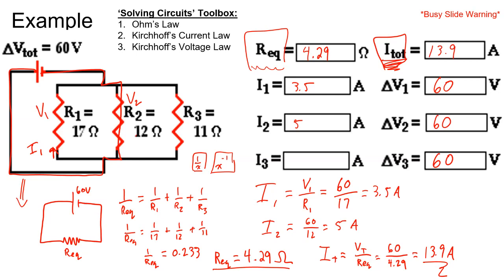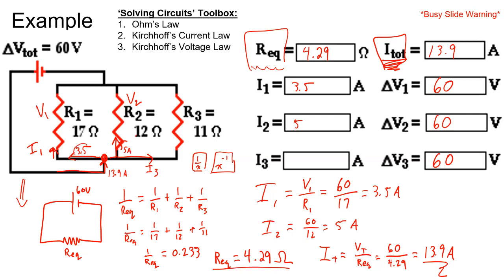Okay, and then lastly, just to use Kirchhoff's current law, if I know that coming around out of the battery, the amount of current that's flowing into this junction point is 13.9 amps, and then some current is flowing out to the left through R1, that is 3.5. There is some current that's going out to R2, and then there's also some current going out to resistor number 3. The current going through resistor number 2 is 5 amps.